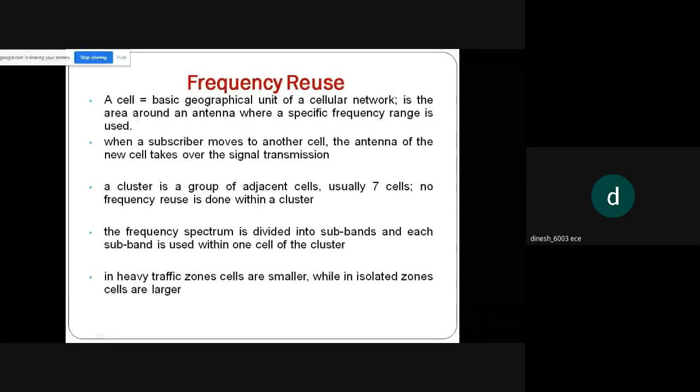Always the cell zone will be minimum or smaller, and in isolated places the cell size will be larger, such that it provides more efficient data in order to obtain good data traffic management.